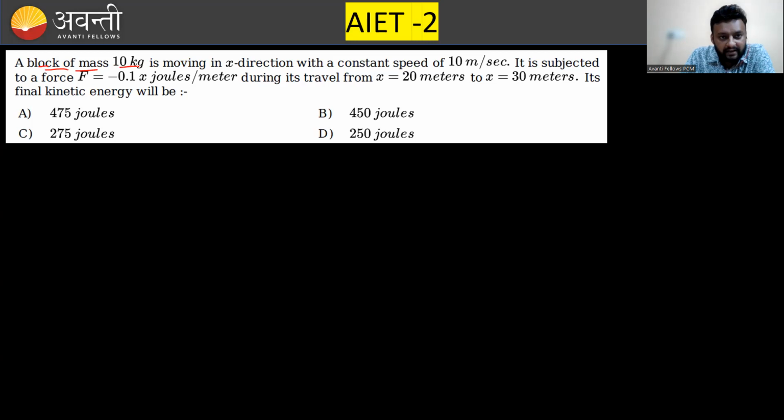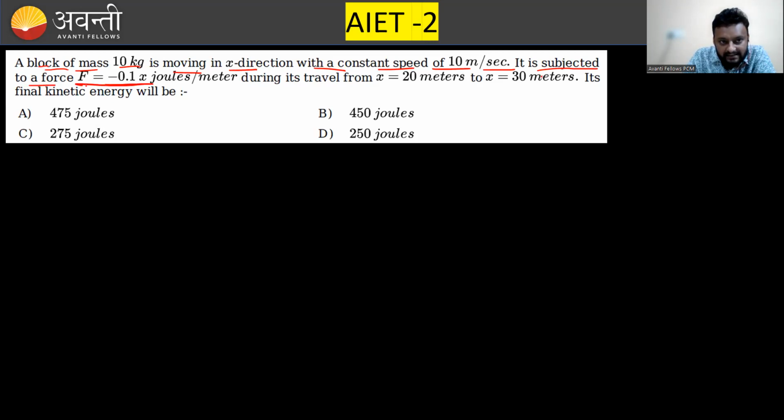A block of mass 10 kg is moving in x direction with a constant speed of 10 meter per second. Now, try to imagine things in your mind. Try to draw a rough picture in your mind that there is a block of 10 kg. You can forget about the masses, but there is a block which is moving in the x direction. Till now everything is clear with a certain velocity. Again, it is subjected to a force minus 0.1x.